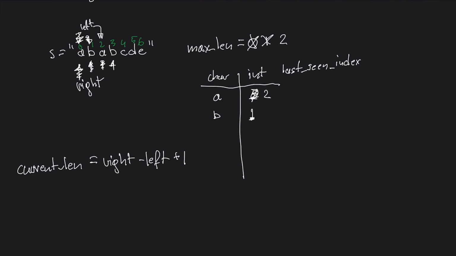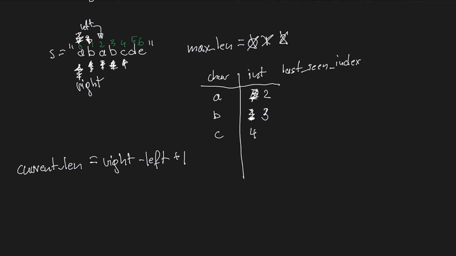And now our string from left to right is AB. We again compute the current length, and 3 minus 2 is 1, plus 1 is 2. So we don't have to update the max len. We move right. We have to update the last seen B. So this should be 3. And then we would move the right to point to C. C is not in the map, so we would insert C into our map with the value 4, because that's the index of C. And we would compute the current length. So right minus left, 4 minus 2 is 2, plus 1 is 3.